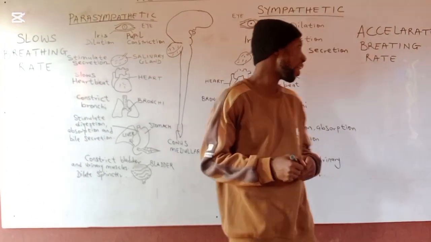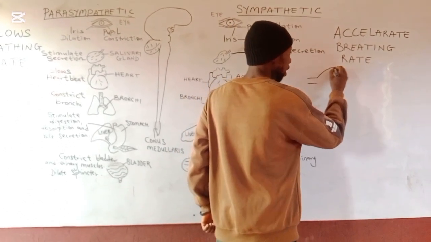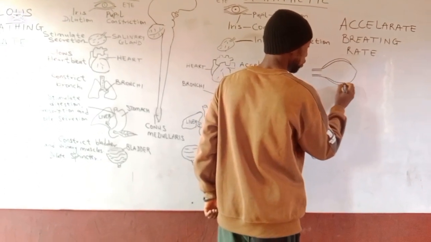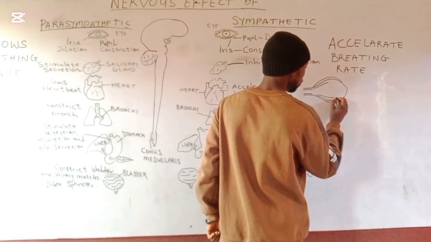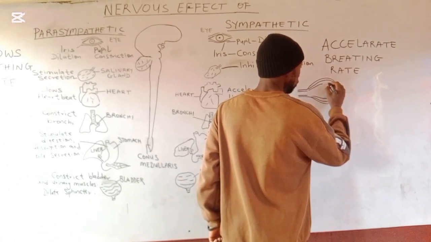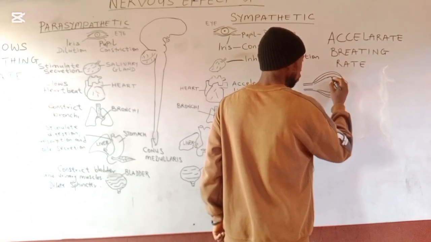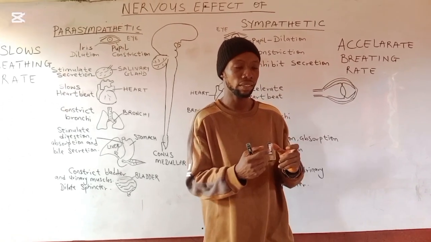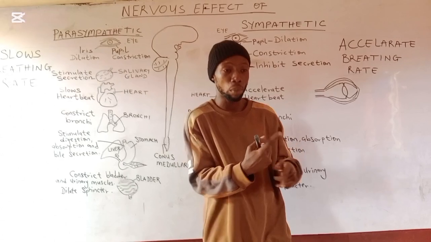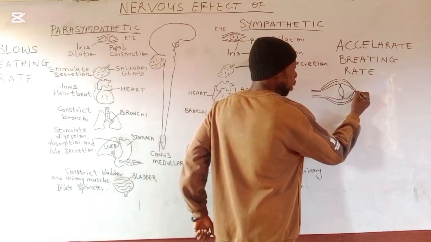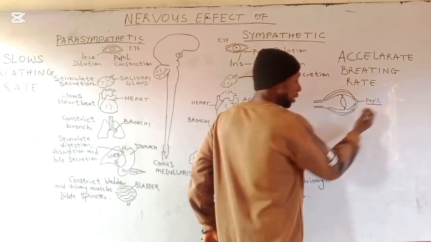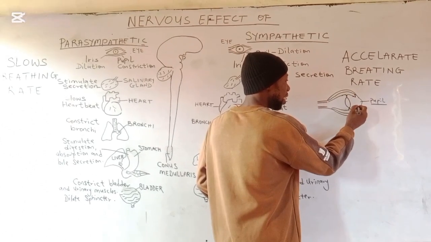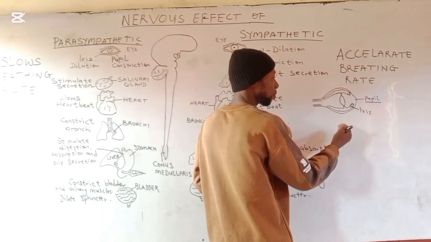The next is the eye. Look at the eye. This is the eyeball. At the point of danger or at the point of emergency, your eyes open quickly. That is how your body responds to emergency. When your eye opens at the point of emergency, this is the pupil. As the eyes open, the iris will go backward. This is the iris. It will move backward.